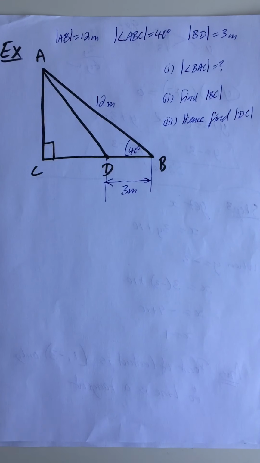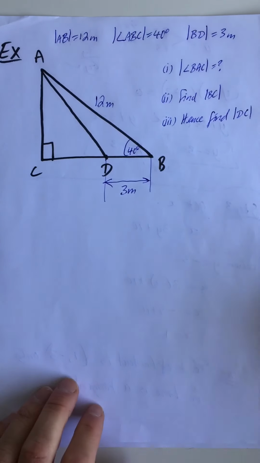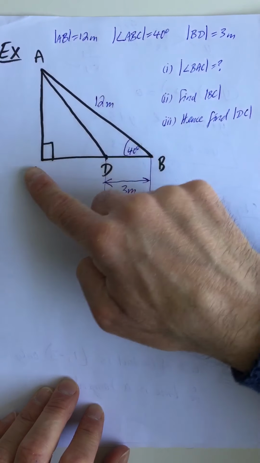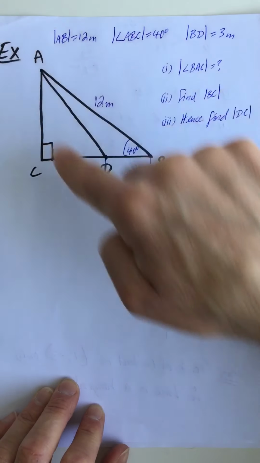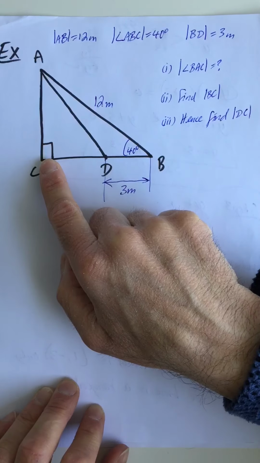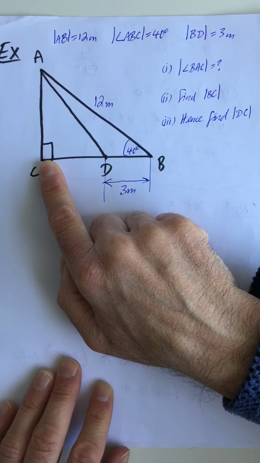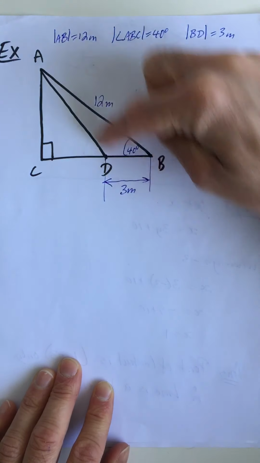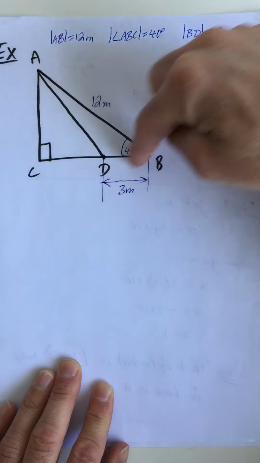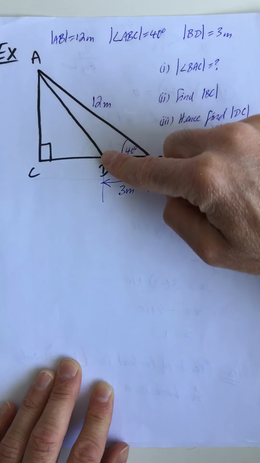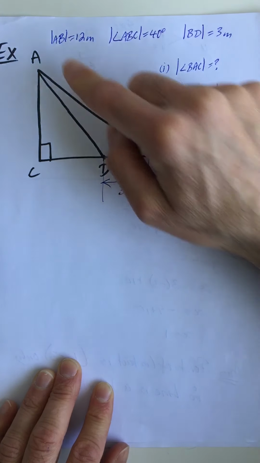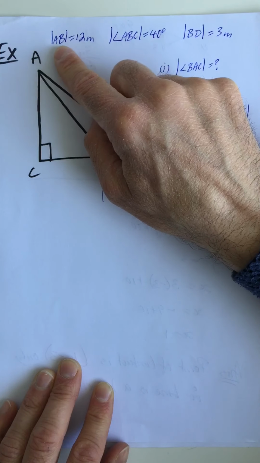Here's another trigonometry problem using SOHCAHTOA or Pythagoras' theorem. Here we have an example where we have a triangle ABC, and that's a right angle triangle because of this symbol here. They also have a line A to D drawn in that cuts through the triangle.